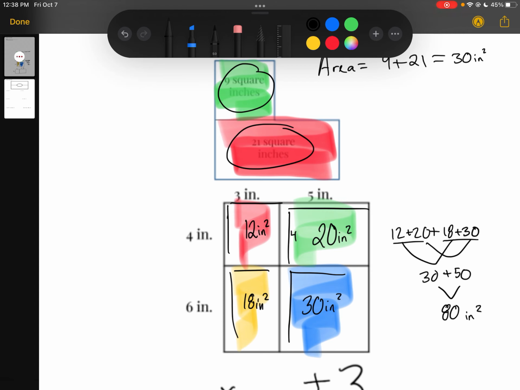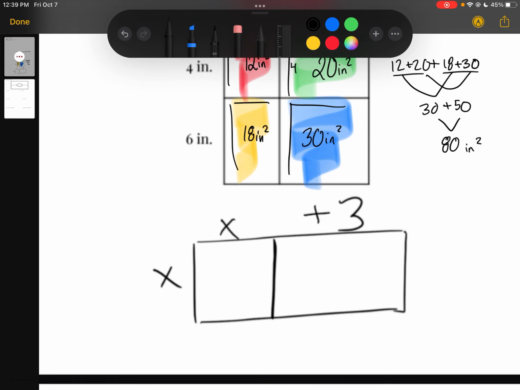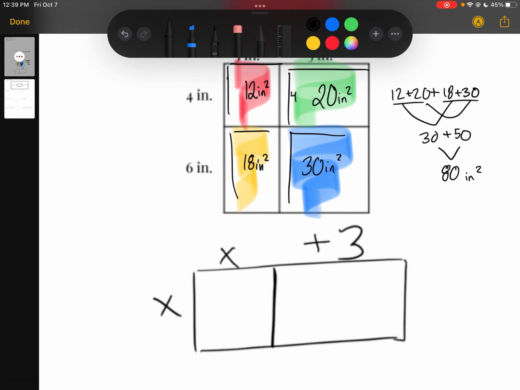So the big idea is we did multiplication off the edges of the box, and then to find the total area, we added what's on the inside. So you can probably guess what we're working towards is doing this with variables.